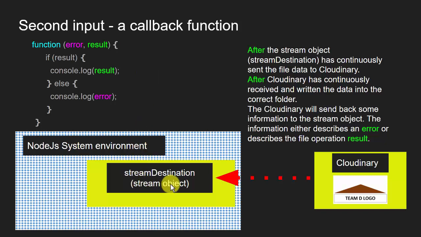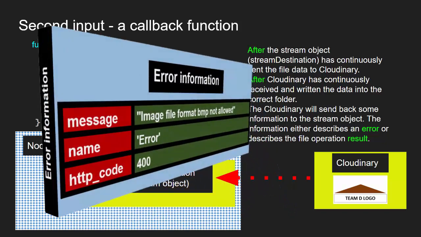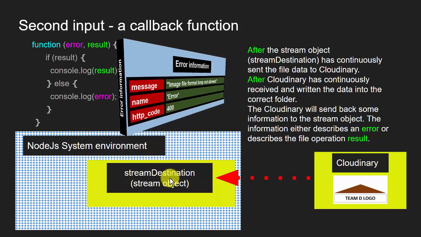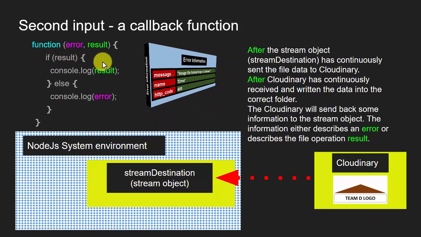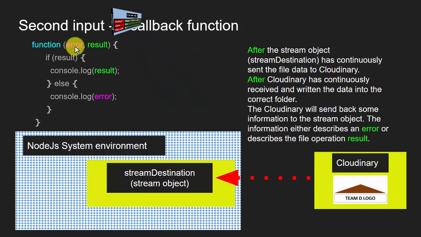If the stream object receives a reply from Cloudinary stating that the file operation has failed, the internal logic of this stream object shall get all these commands inside this anonymous function to execute. At the same time, it passes in the error information through this parameter variable error, and assigns a null value to this result parameter variable.